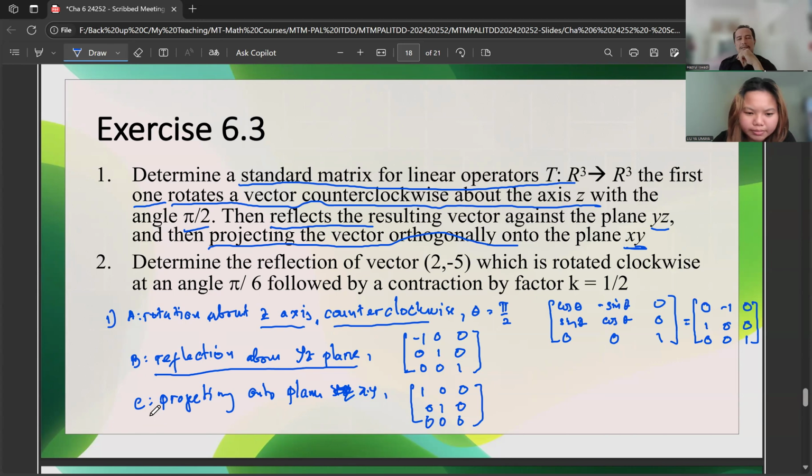And the result is that T of x will be C, B, A, and x.